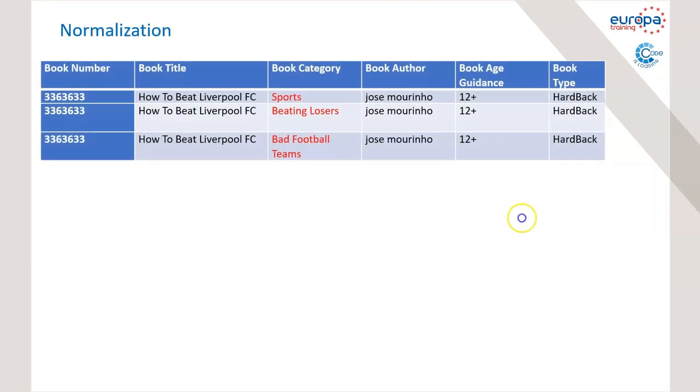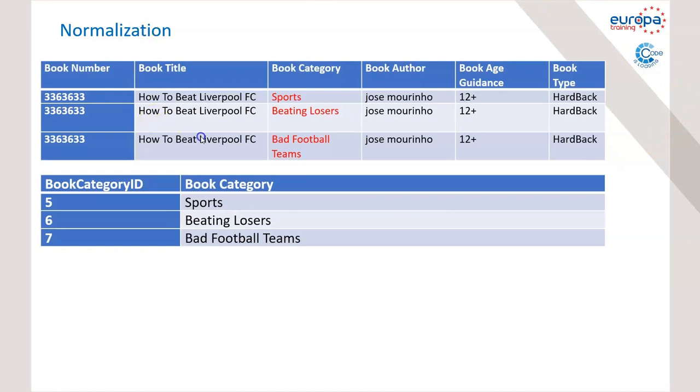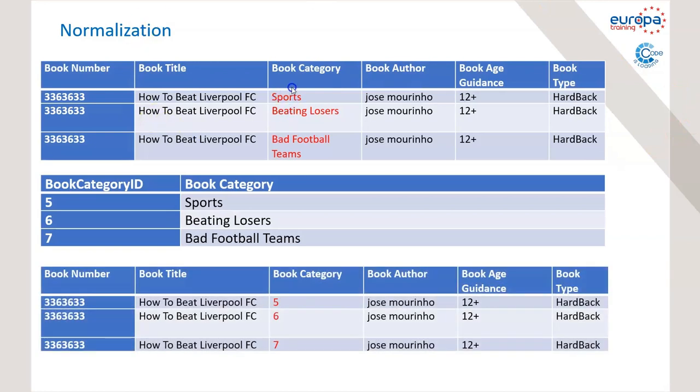So the first thing we need to do is look at the category table, because that's the one that's causing the main issue. So as you can see, the category is not unique to this book. There could be several books with the category sport. There could be several books about football teams. So what we need to do is create a new database table, and we're going to call it book category. And within that book category, you would have the primary key. So this is the primary key, so that every book that has a category of 5 becomes linked to sports.